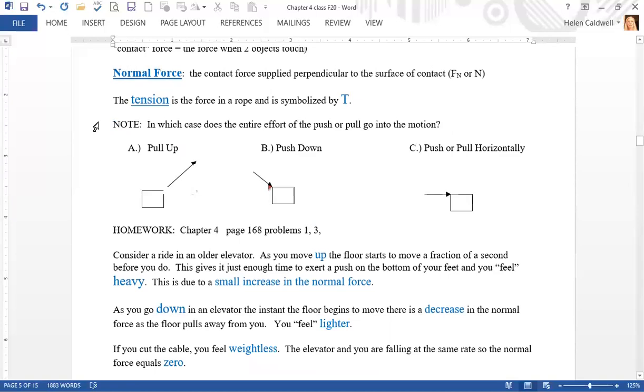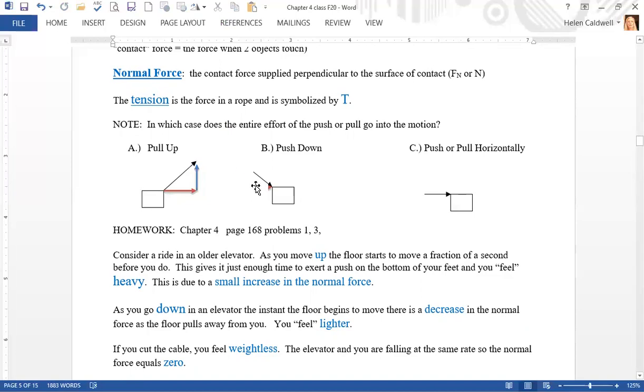In which case does the entire effort of the push or the pull go into the motion? If you pull up on an object and to the right, I've got little hidden boxes here, so let's remove them. What we'll see is that if I take that force and turn it into the hypotenuse of a right triangle, in essence resolving it into components, this black arrow is our force, pulling up and to the right. The orange arrow is the horizontal force, to the right, and the blue is the vertical, coming up.